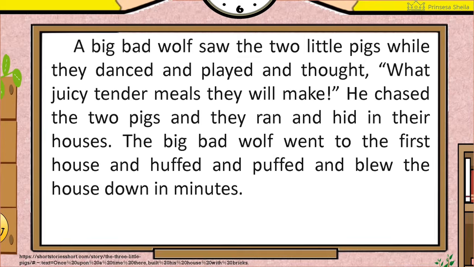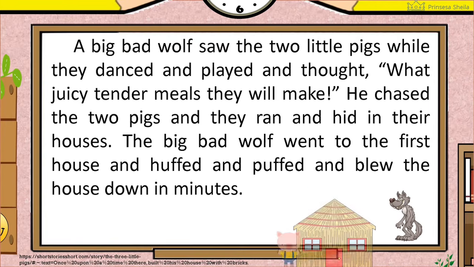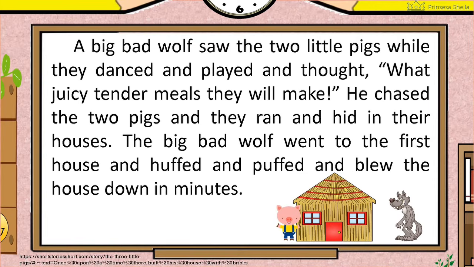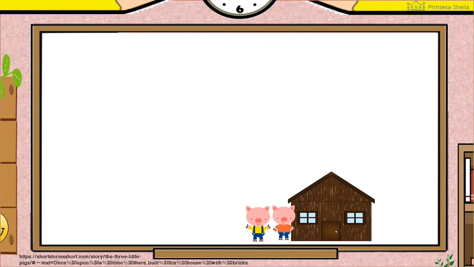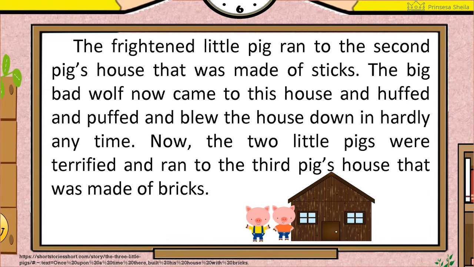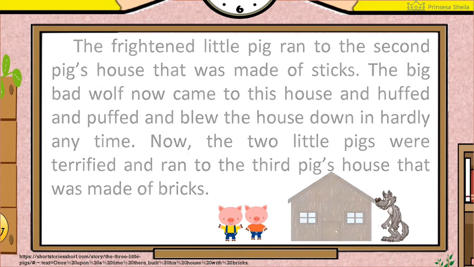A big bad wolf saw the two little pigs while they danced and played and thought, "What juicy tender meals they will make." He chased the two pigs and they ran and hid in their houses. The big bad wolf went to the first house and huffed and puffed and blew the house down in minutes. The frightened little pig ran to the second pig's house that was made of sticks. The big bad wolf now came to this house and huffed and puffed and blew the house down in hardly any time. Now, the two little pigs were terrified and ran to the third pig's house that was made of bricks.